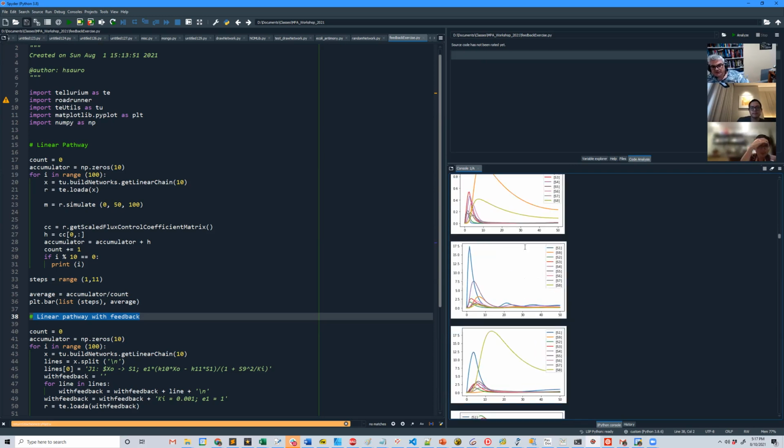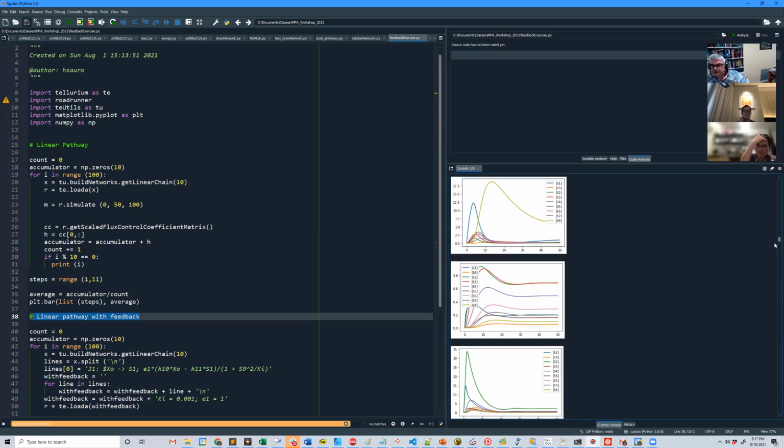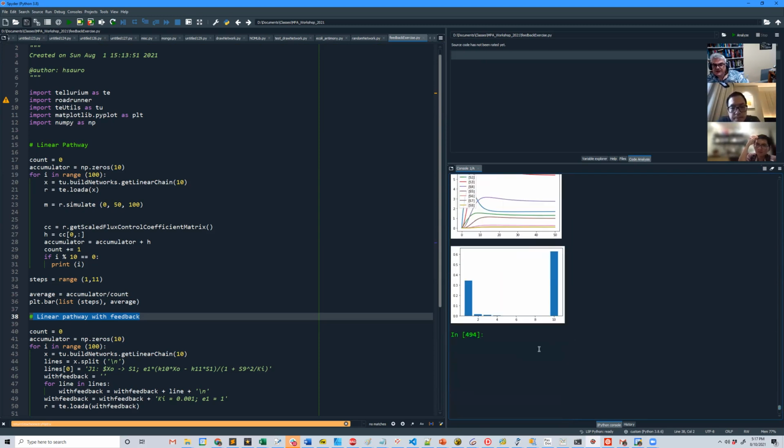Now, when I add negative feedback, that's what this is. Last one, and then we leave you. This one completely changes. Now all the middle steps have hardly any control. The last step has most of it, and the first step has some. So, a completely different pattern. We'll talk about this on Thursday, as to what's going on here. These numbers are telling you something. There's some pattern, or some dynamics, that's causing this.